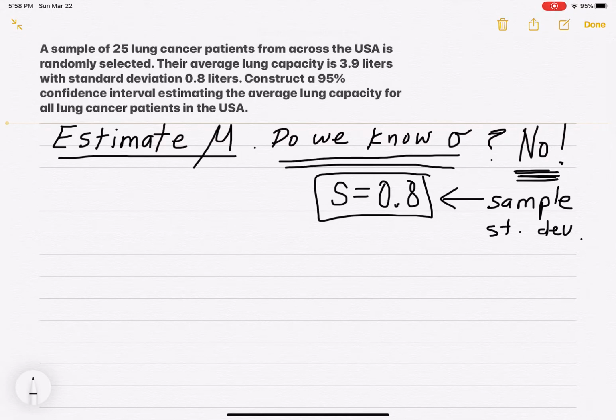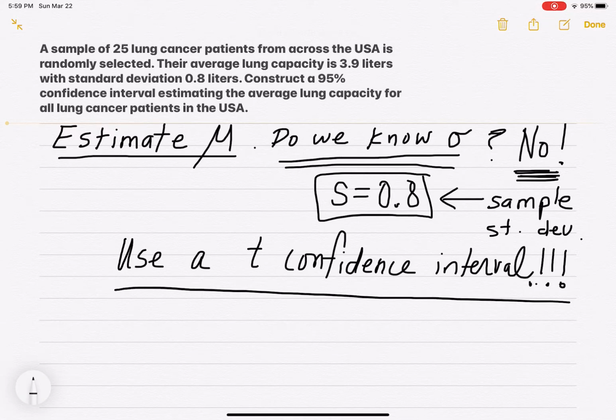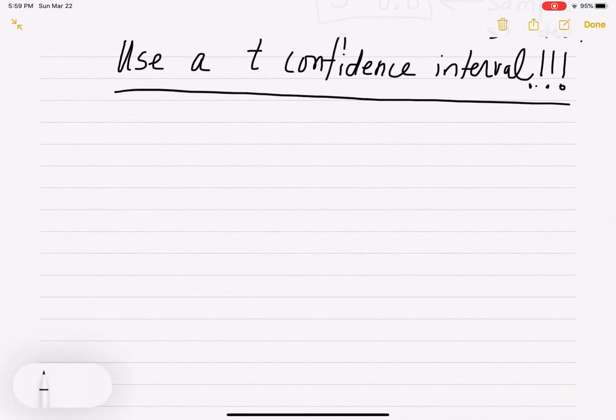So anytime you hear that you're estimating population mean, and you have the sample standard deviation rather than the population standard deviation, we're going to use a T confidence interval. A T confidence interval. Exciting, right? Let's see if we can remember the formula for a T confidence interval.